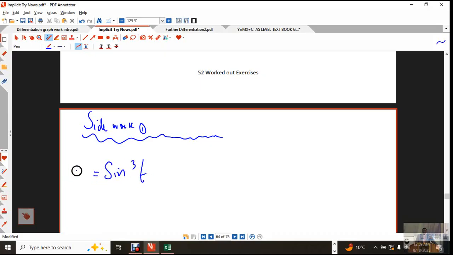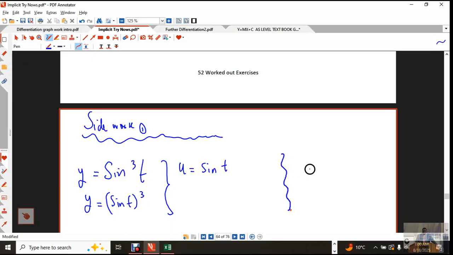Let this equal y. Because remember, this is the same as y equals sine t all cubed. So from here I can also say that u equals sine t, the stuff inside. Then that will therefore mean that y equals u cubed.